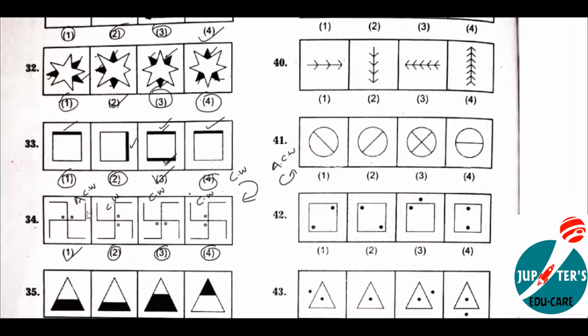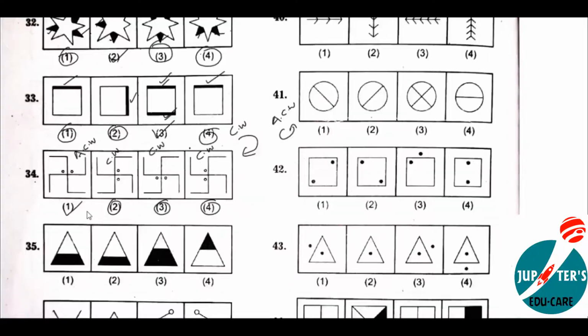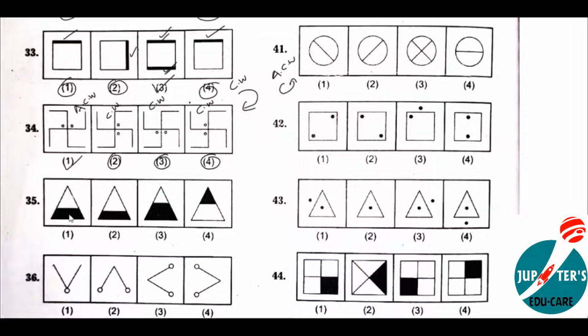Next, question number 35. In option 1, this triangle is shaded from the bottom. From this bottom it is shaded. In option number 2 also, this triangle is shaded from the bottom. In option number 3 also, this triangle is shaded from the bottom. But in case of option 4, this triangle is shaded from the top. So in option 1, option 2, option 3, these three triangles are shaded from the bottom. But in case of option 4, it is shaded from the top. So 4 is our answer.